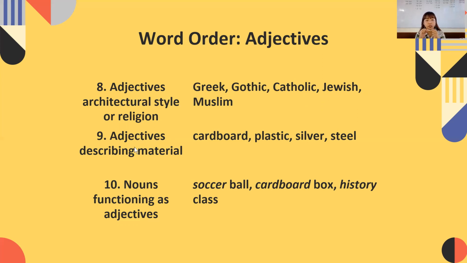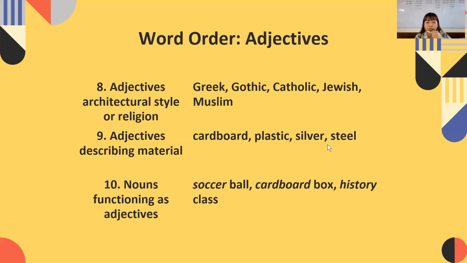Then we have the second to the last in the word order of adjectives: adjectives describing material. For example, what are clothes made of? For clothes alone, there are already many: we have nylon, cotton, and synthetic materials, for example. We also have cardboard, plastic, silver, steel, gold, aluminum, and so on and so forth. These describe material or what kind of quality. These are just some examples of adjectives describing material.